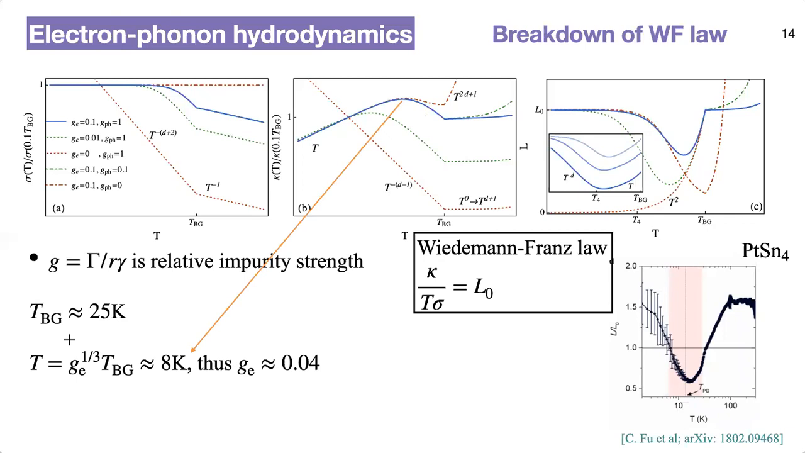So to see it more clearly, I want to compare it with the recent experiment on BTSM4. From this experiment, we can extract the Bloch-Grüneisen temperature to be around 25 Kelvin. And the change of the scaling of the thermal conductivity, which is at 8 Kelvin, can give us the relative electron impurity scattering strength, which is around 0.04 for this system. These two pieces of information together will give you the minimum of the Lorenz number based on our theory, which is 12.7 Kelvin. And this is very close to the experimental result, which is around 14 Kelvin.